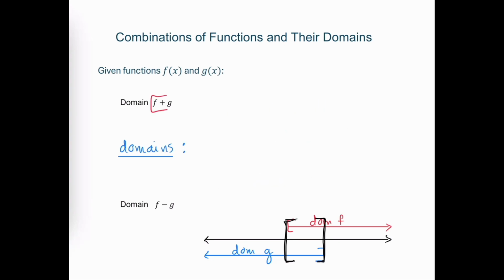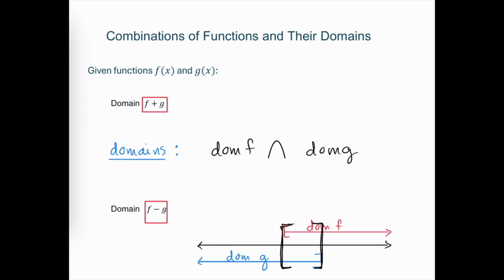So we can describe the domains of f plus g and f minus g using some more math symbols by saying that it's where the domain of f and the domain of g intersect. This is a symbol for intersection. It's also a symbol that means the word and. It means that the elements need to be both in the domain of f and in the domain of g, or where those two domains intersect.